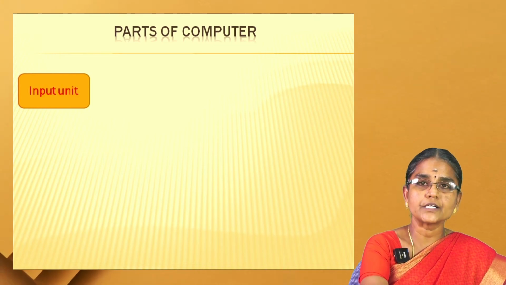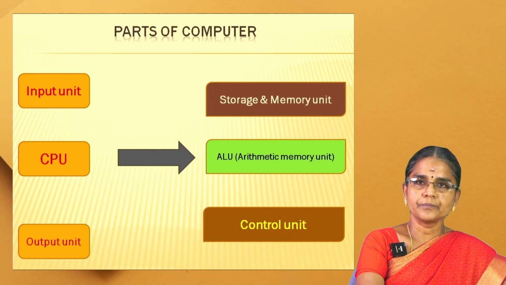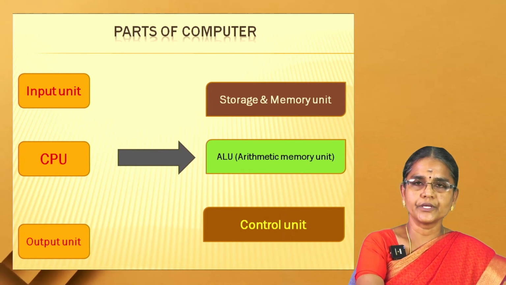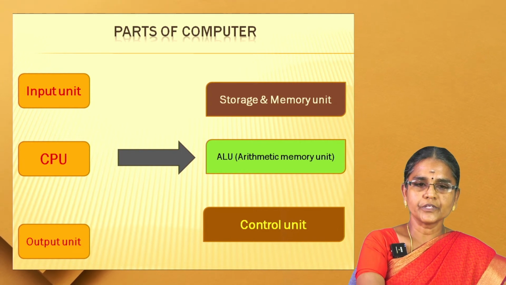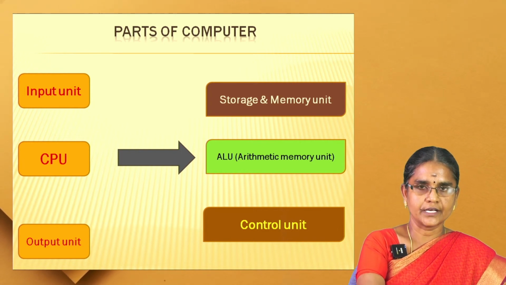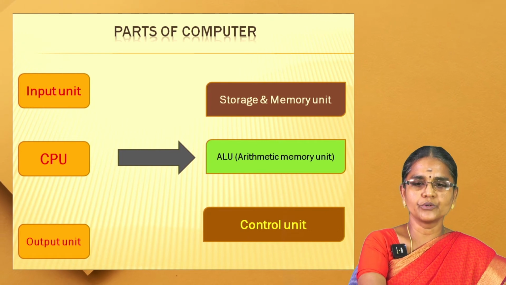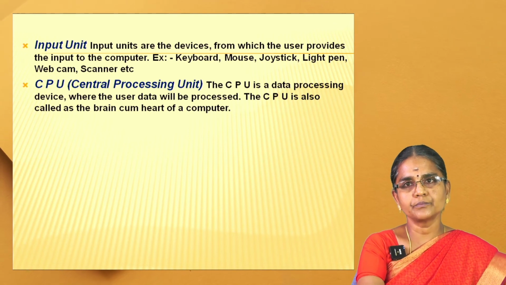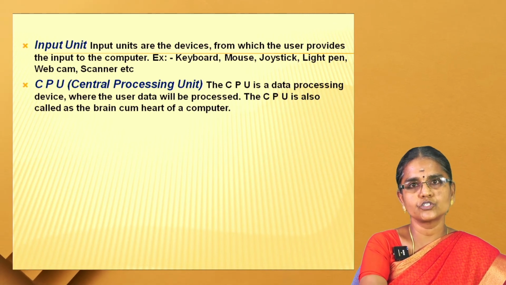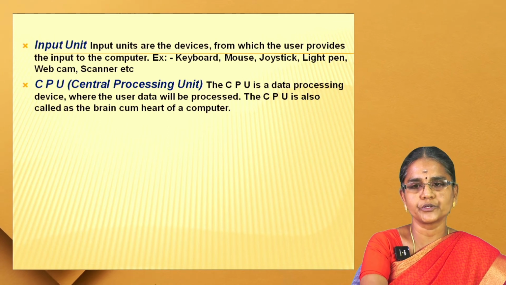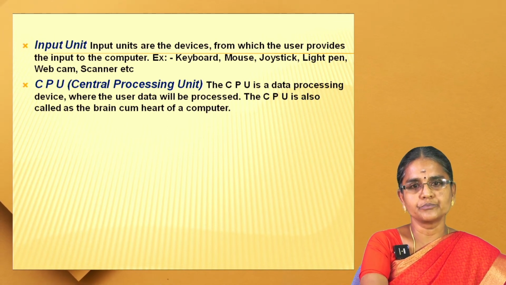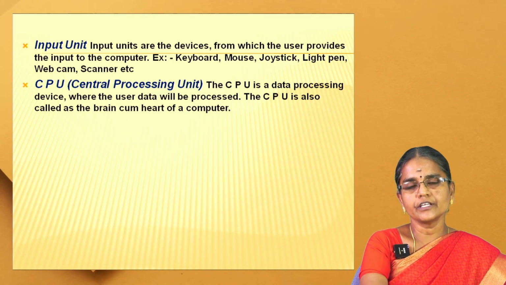Now we are seeing parts of computer. The main three parts are input unit, CPU and output unit. From the input unit, CPU has its process, storage and memory unit, and ALU, that is arithmetic logic unit, and then control unit. After this, the output is delivered. Examples for input units are keyboard, mouse, joystick, light pen. User provides all the inputs and based on that only we can use it with a lot of familiarity.